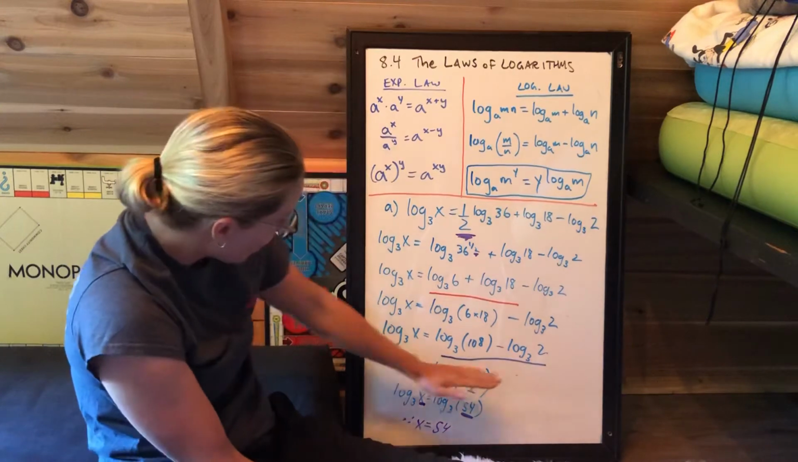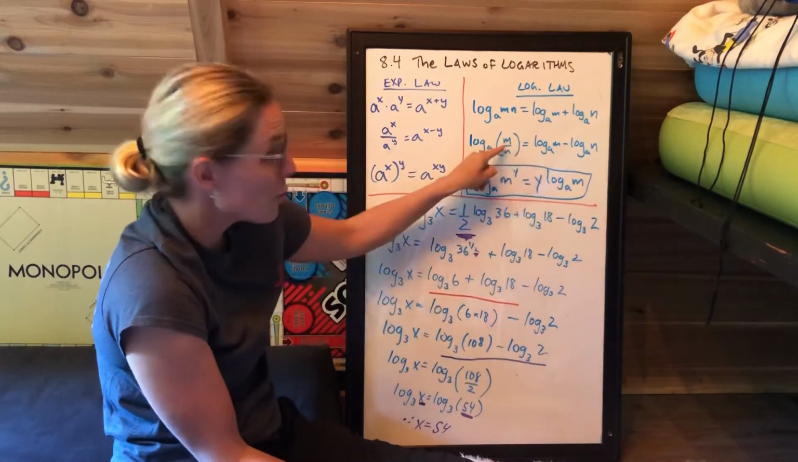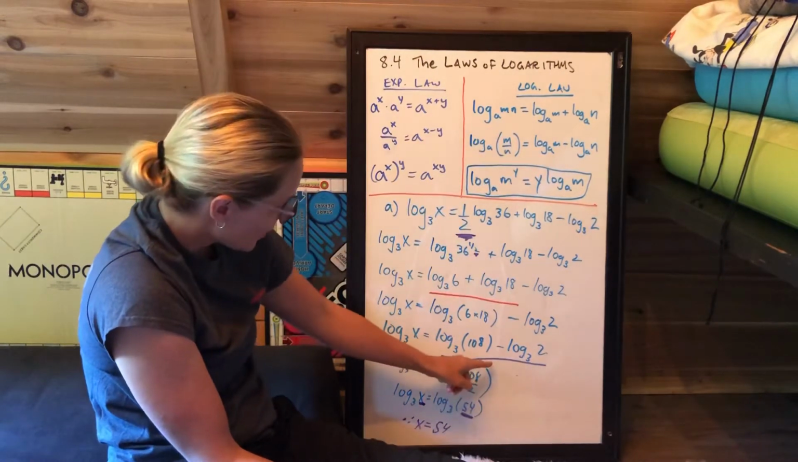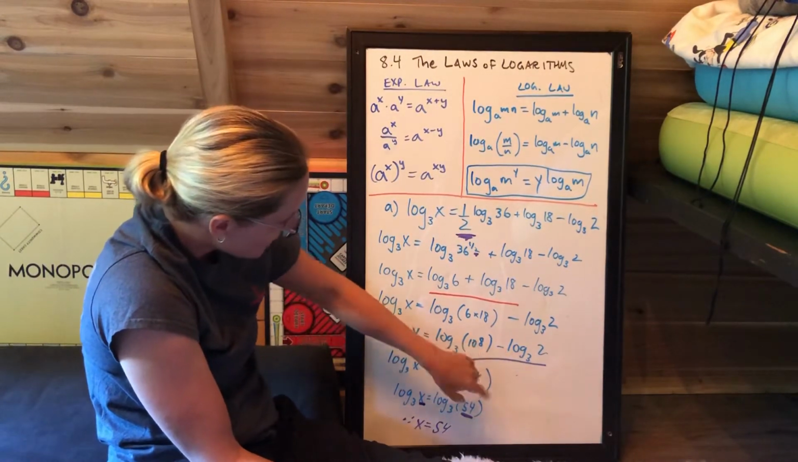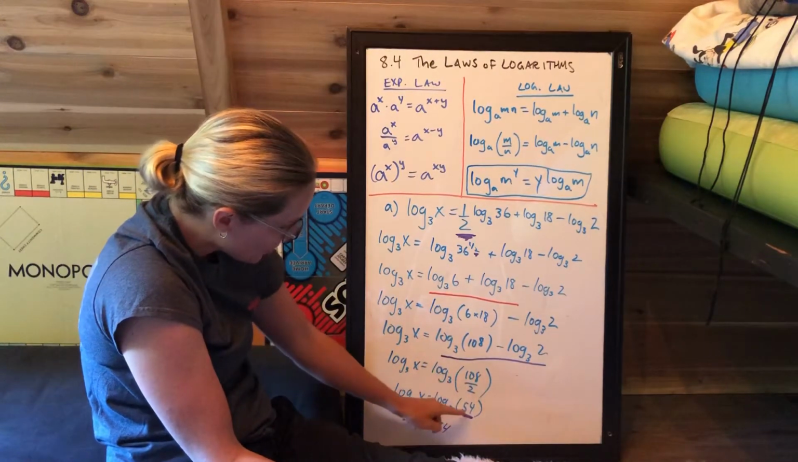Okay, so where I was right here is once you get to this subtraction law, which is really a quotient law, when you see that, you know you have to set up the quotient of 108 and 2. So 108 divided by 2 gives me 54.